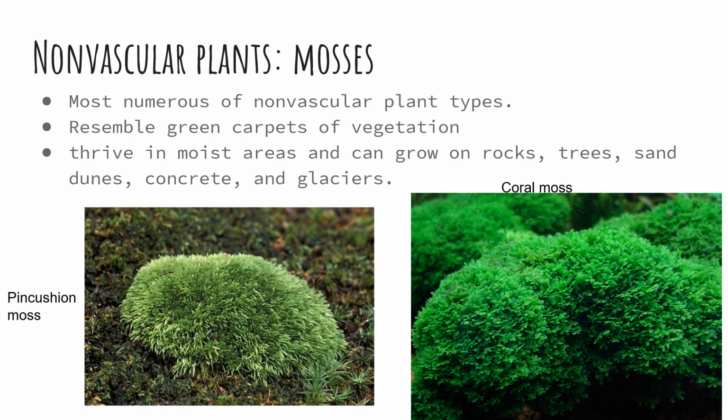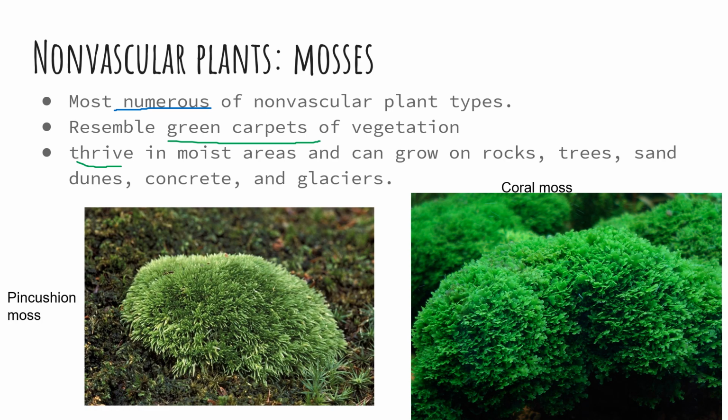Okay, first type of non-vascular plant, mosses. These are the most numerous and honestly the most common of non-vascular plant types. They resemble green carpets of vegetation. Looks like a little green carpet covering whatever it is that it's growing on. These will always thrive and live well in moist areas, and they can grow on rocks, trees, sand dunes, concrete, and glaciers. Remember, these types of plants do not have true roots.